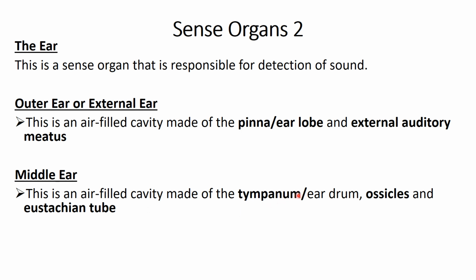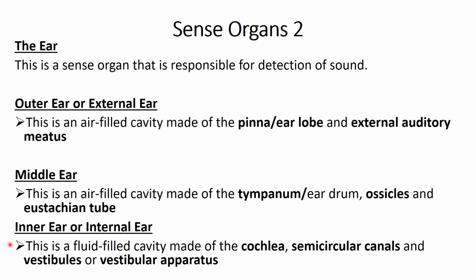I forgot to mention the eardrum on the image, but it's made of the eardrum, also called tympanum, the ossicles, and the eustachian tube. The ossicles are those three bones: the malleus, the incus, and the stapes. Okay. Then the last part is the inner ear or internal ear, which is made of the cochlea, the semicircular canals, the vestibules or vestibular apparatus.